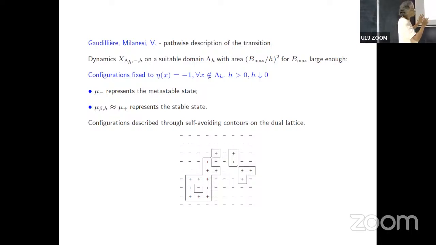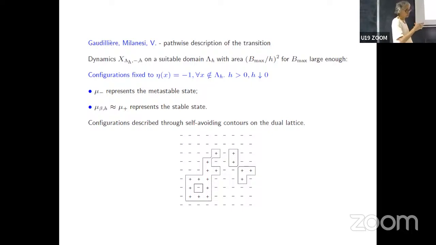And so this B is going to be a given number, large enough to contain a critical droplet. I will explain afterwards. We start with everything outside, the boundary condition, fixed as a minus, because we want to start with minus. So in the loop, we come from the negative magnetization, and there is mu minus, which represents the metastable state.